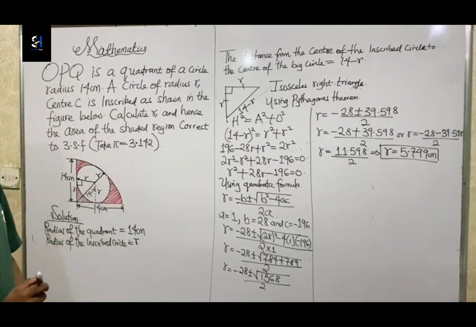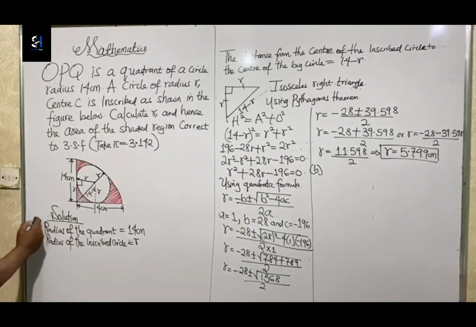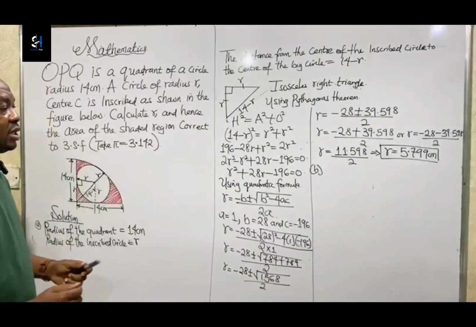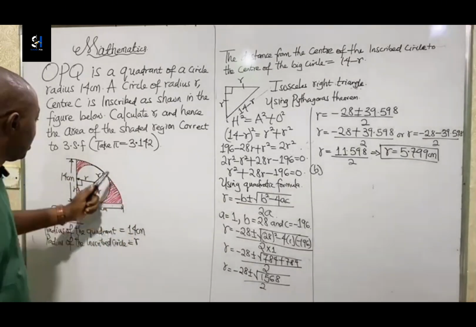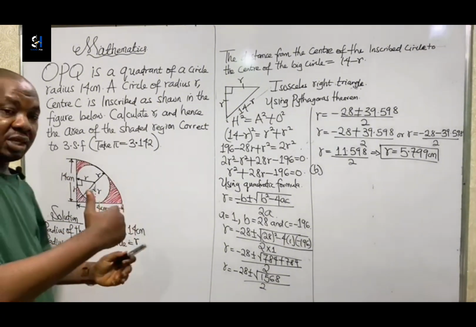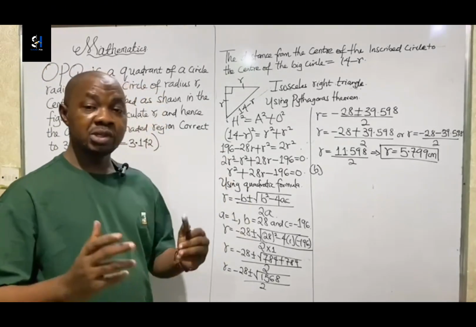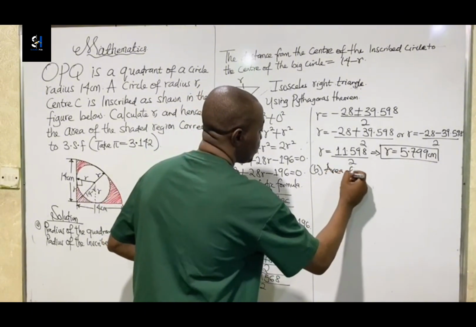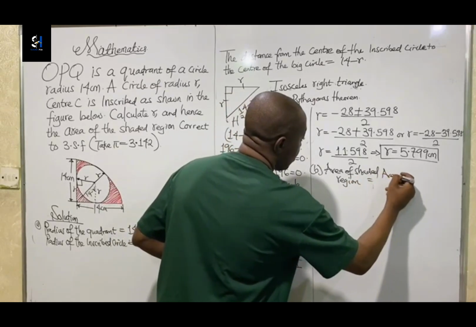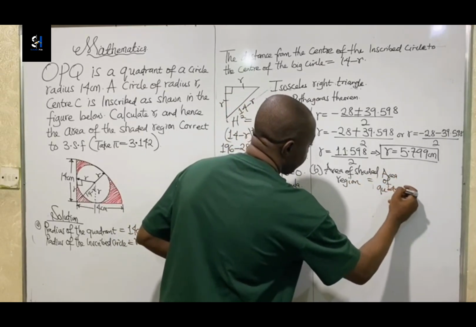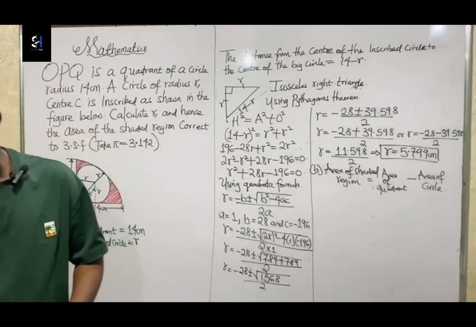Now remember, we want to calculate also the area of the shaded region. This is the first solution. The area of the shaded region will be the area of the quadrant minus the area of the inscribed circle. And we know that a quadrant is 1/4 of what? A circle. So the area of the shaded region equals area of the quadrant minus area of the circle.